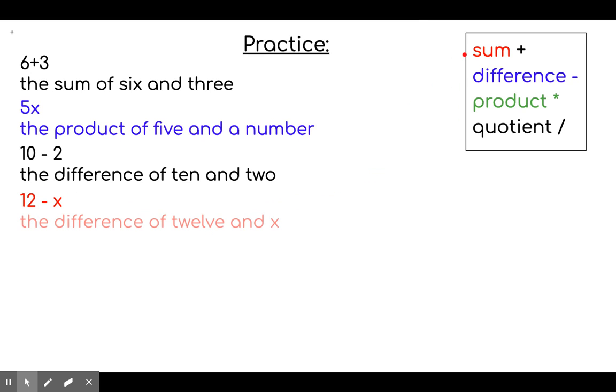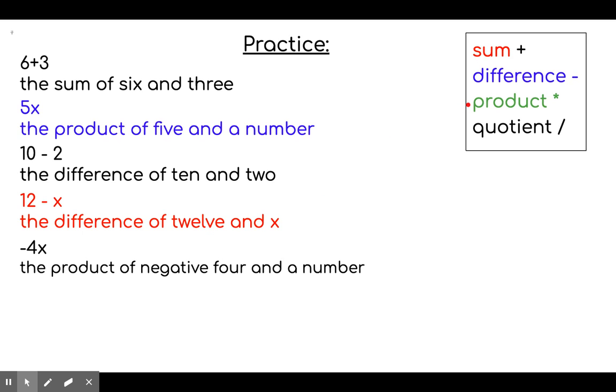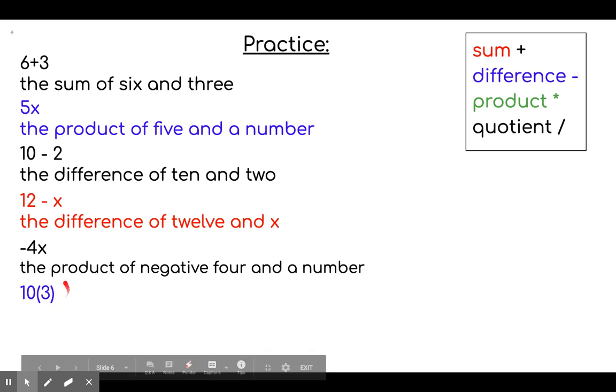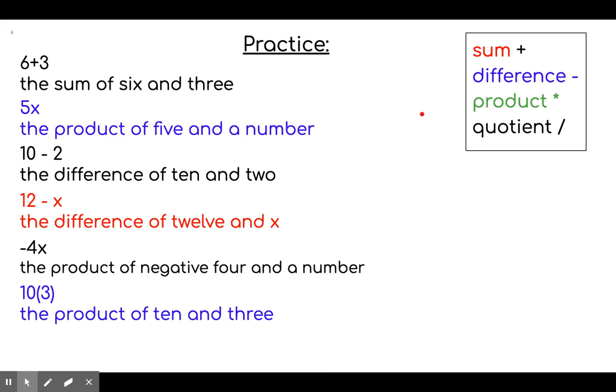Which? The difference of 12 and x. Subtraction. What operation is this? Be careful. It is not subtraction. This is multiplication. It is the product of negative 4 and a number. What operation is this? Also multiplication, the product of 10 and 3.